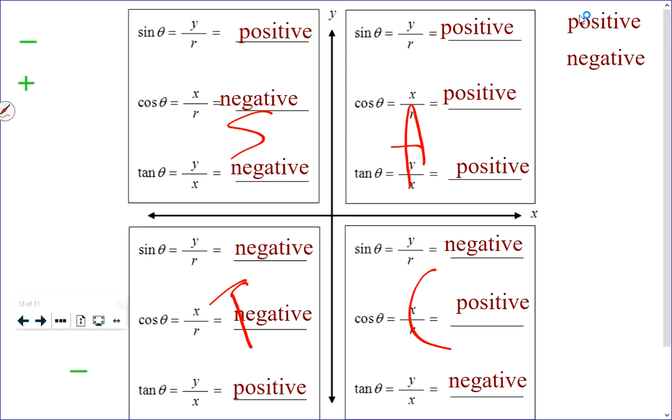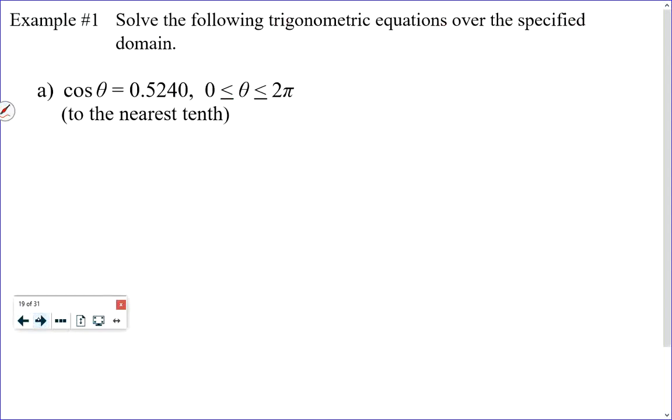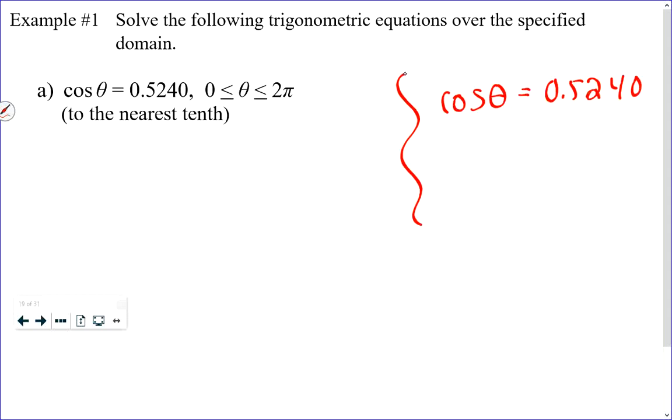Okay. So now let's solve some equations. And this is all Math 20 in principle. This, everybody, is basically a Math 20 question. We're asked to find all of the solutions to this equation in the domain from 0 to 2 pi in decimal form. So if this said, you don't write this down, cos theta equals 0.5240, and it was 0 degrees is less than or equal to theta, which is less than or equal to 360 degrees, that's a Math 20 question.